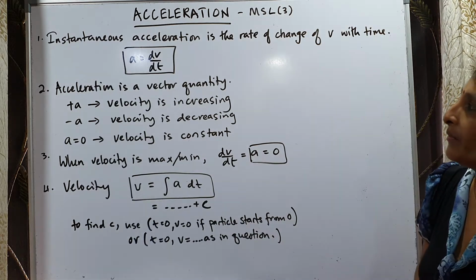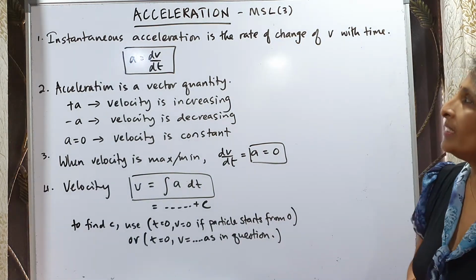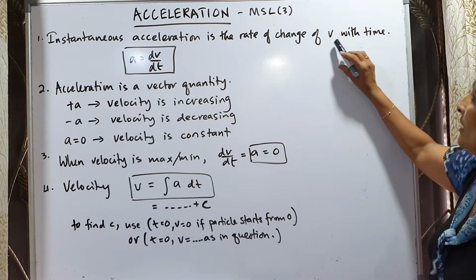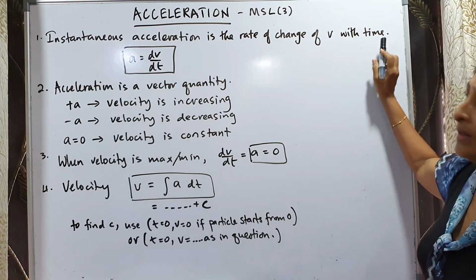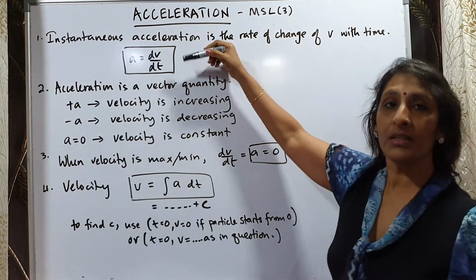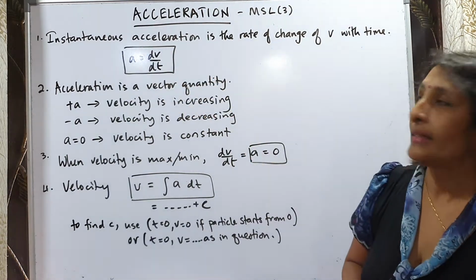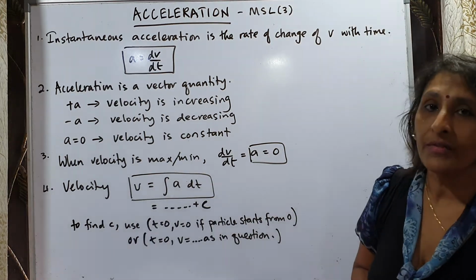What is instantaneous acceleration? Instantaneous acceleration is the rate of change of velocity with respect to time. It's how the velocity changes with time. So a equals dv over dt. A is the differentiation of v.